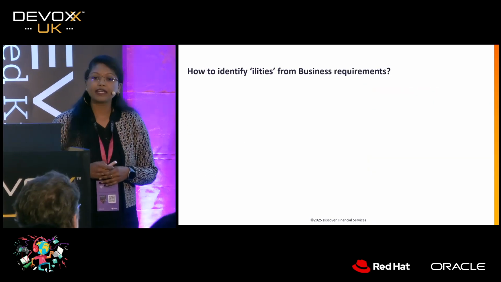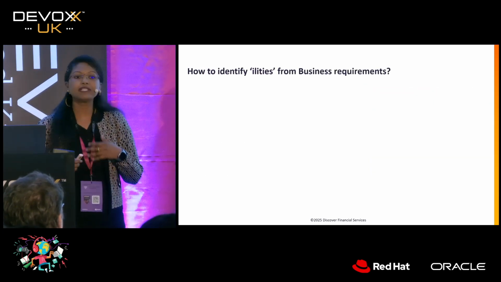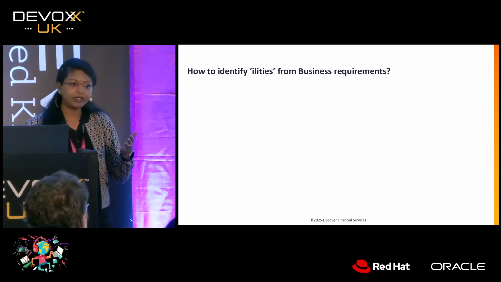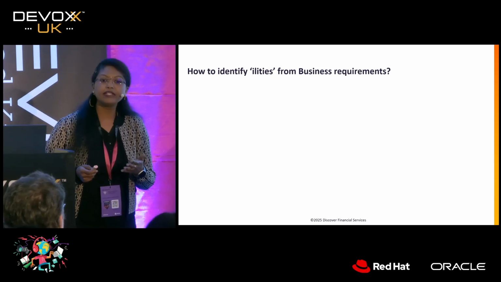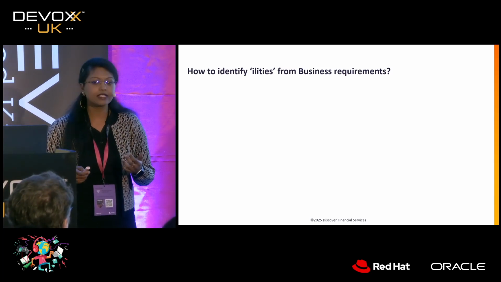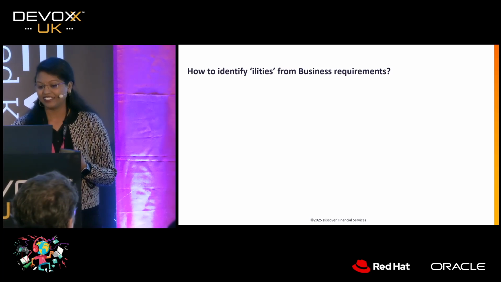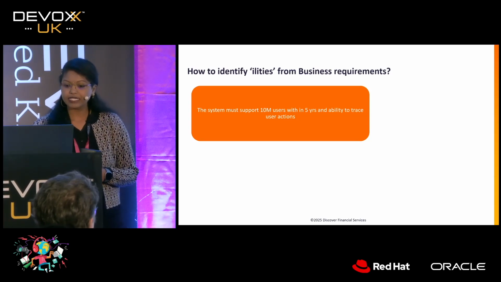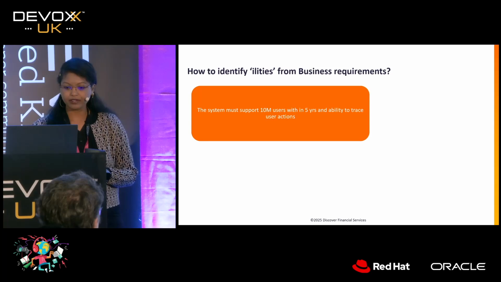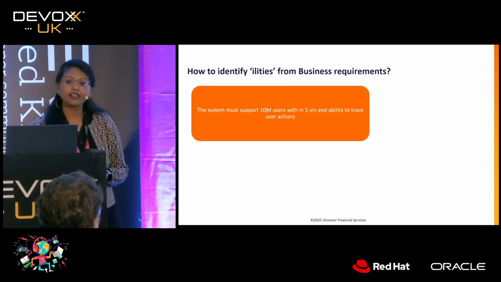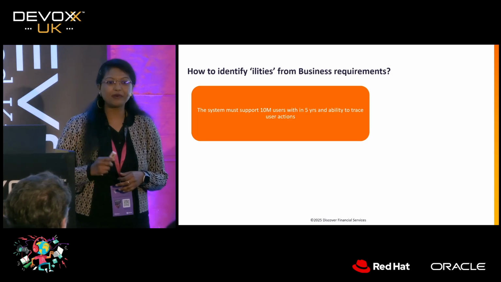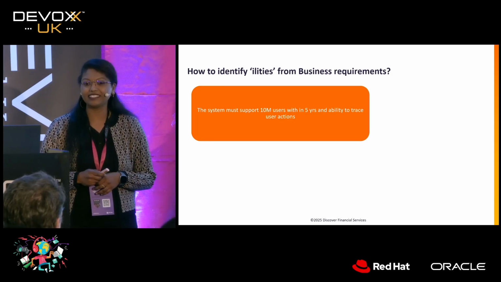How do we identify ilities? Like I said, it would start from business requirements. So together, we will be seeing some examples, and we'll derive ilities from requirements. It's going to be a fun exercise. The first example: the system must support 10 million users within 5 years and have the ability to trace user actions. Any guesses? What kind of ilities are we expecting here?